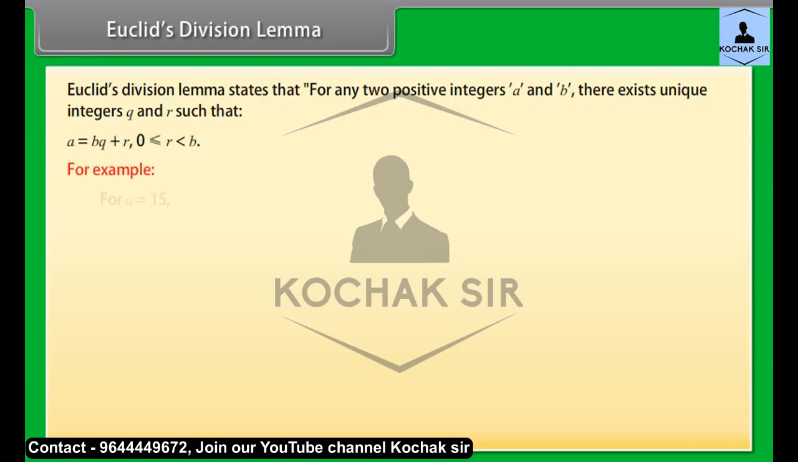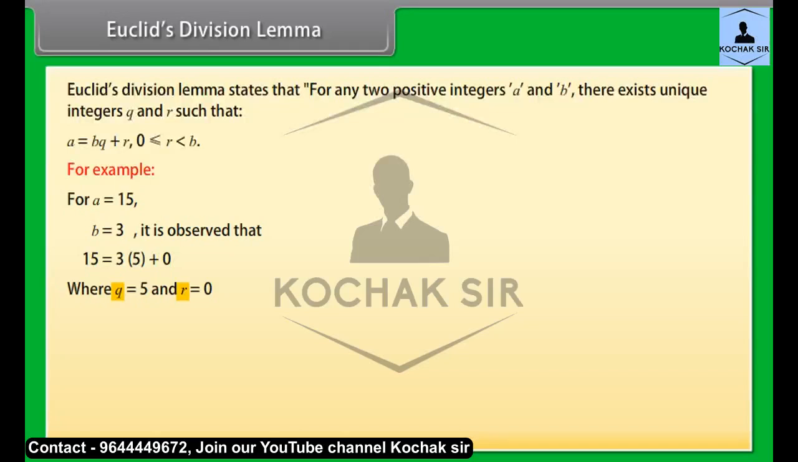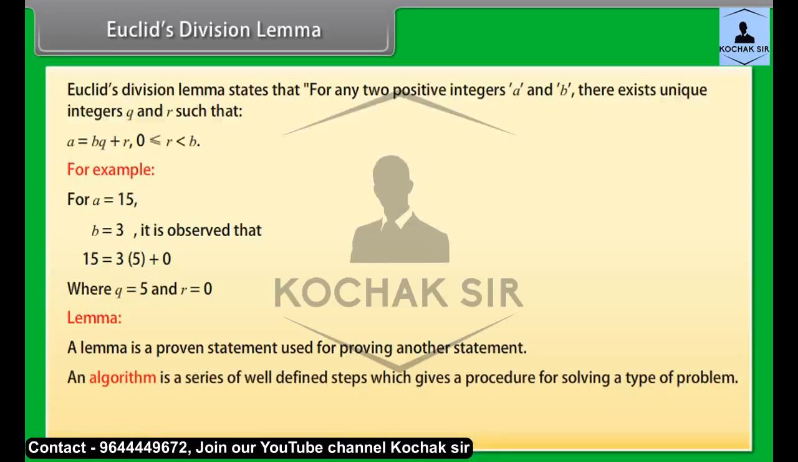For example, a = 15, b = 3. It is observed that 15 = 3 × 5 + 0, where q = 5 and r = 0. Lemma. A lemma is a proven statement used for proving another statement. An algorithm is a series of well-defined steps which gives a procedure for solving a type of problem.